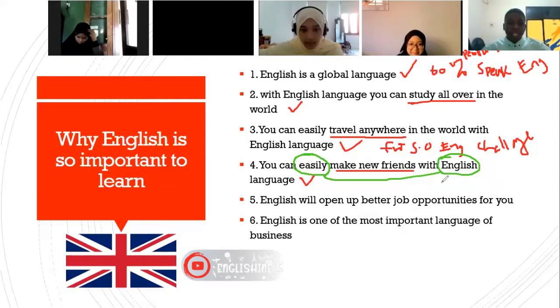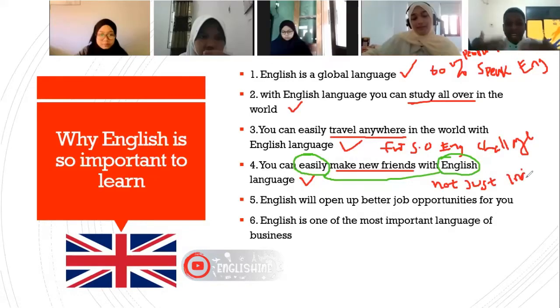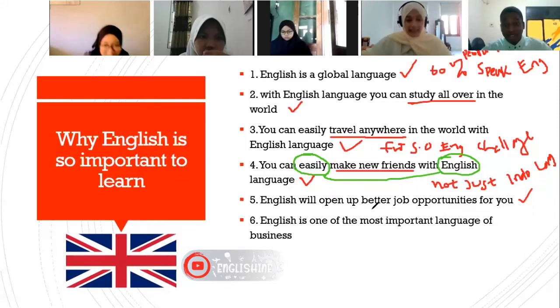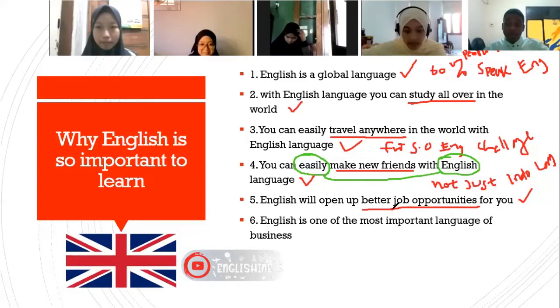The fifth reason is English will open up a better job opportunity. Yes. And you don't only want to learn in Indonesia here and then be employed in Indonesia here and then do everything in Indonesia. Yes, it is important to stay and develop in your country. But also when you find yourself in other parts of the world, and then first of all, when they want to give you a job, they will ask you, can you speak English?